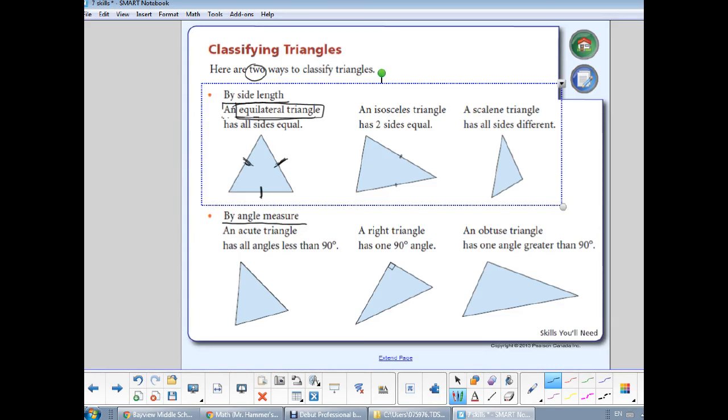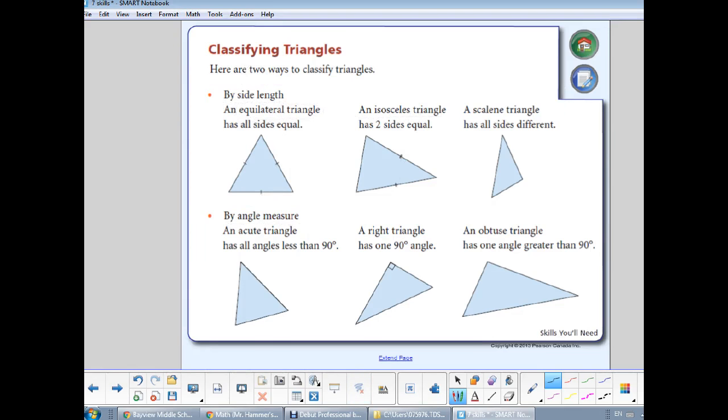The next one is an isosceles triangle. Watch the spelling on that. I-S-O-S-C-E-L-E-S. In that kind of triangle, two sides are equal. Now, it could be the short sides that are equal in a triangle like this, or it could look like this. An isosceles triangle can look like that as well. But the key is exactly two sides are equal.